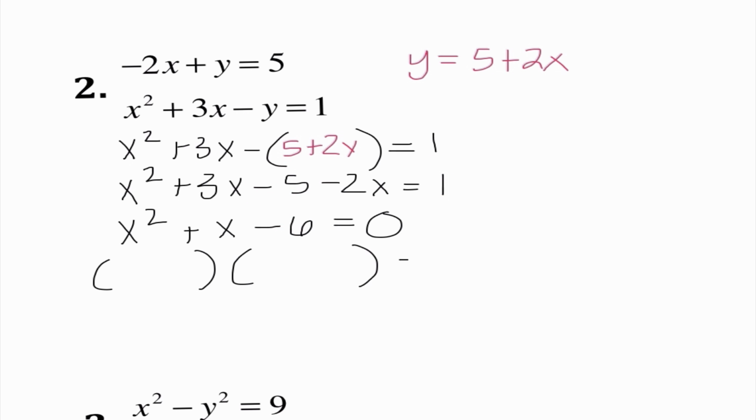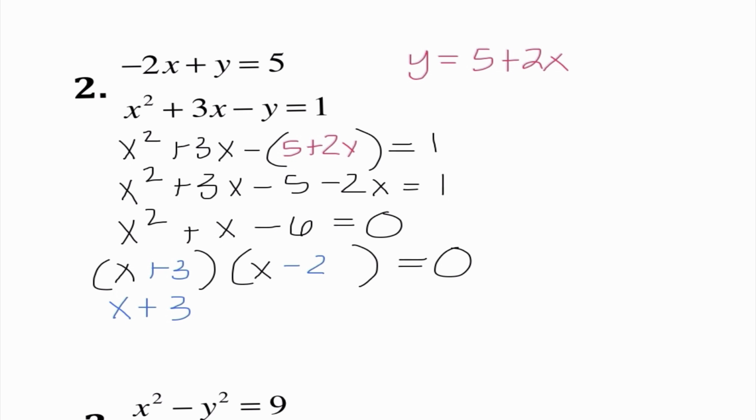We know a lot of different methods to solve quadratic equations: factoring, completing the square, quadratic formula, square rooting. In this case, factoring would be the easiest method. And I have to think what factors of negative 6 add up to be 1. And that would be positive 3 and negative 2.